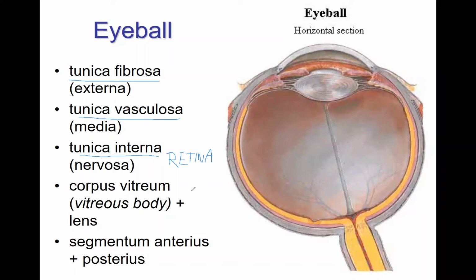And what is inside? Inside is the vitreous body, which is this. It's a jelly-like structure. Then we have a lens, which you can see here. And then the spaces between the cornea, which is part of the fibrous layer ventrally, are filled with aqueous humor, an intra-eyeball fluid, which is located here.